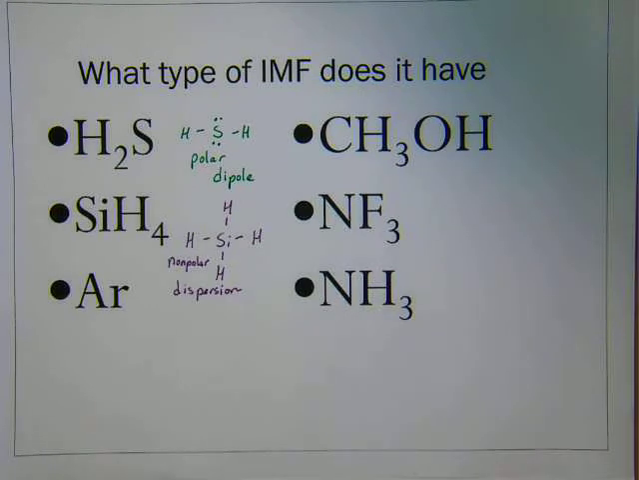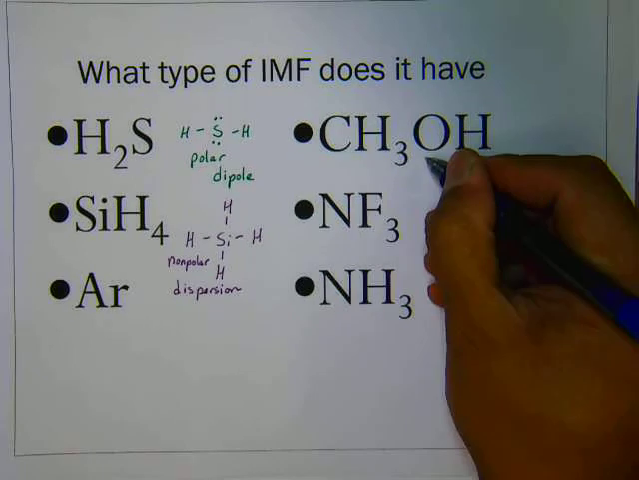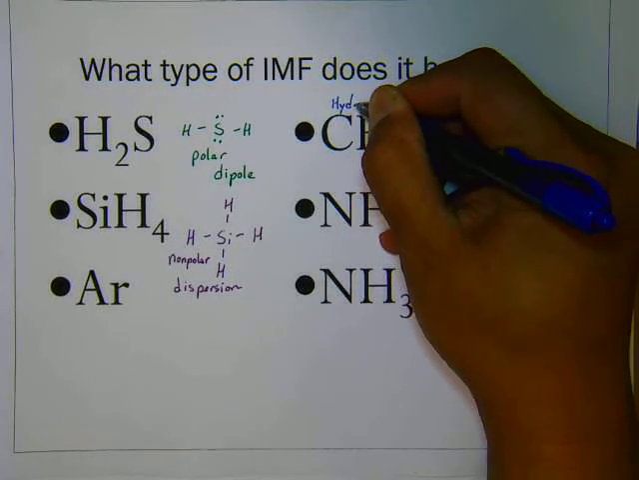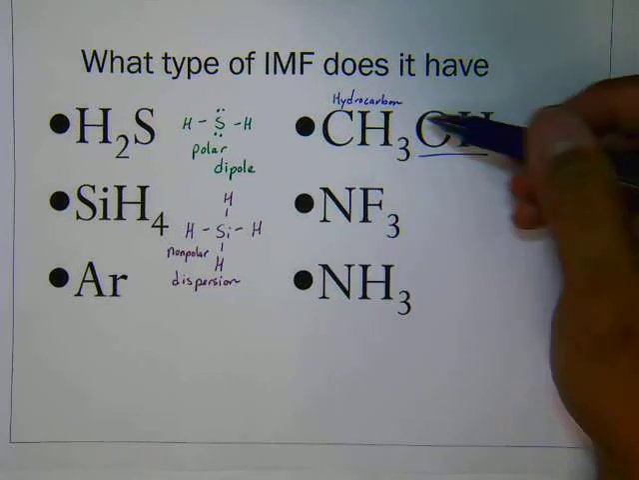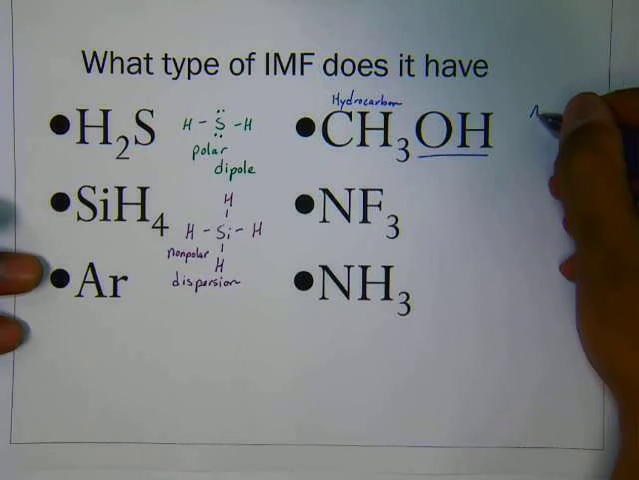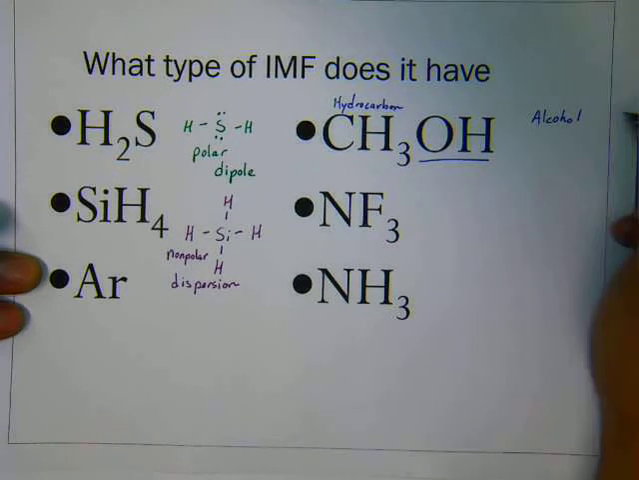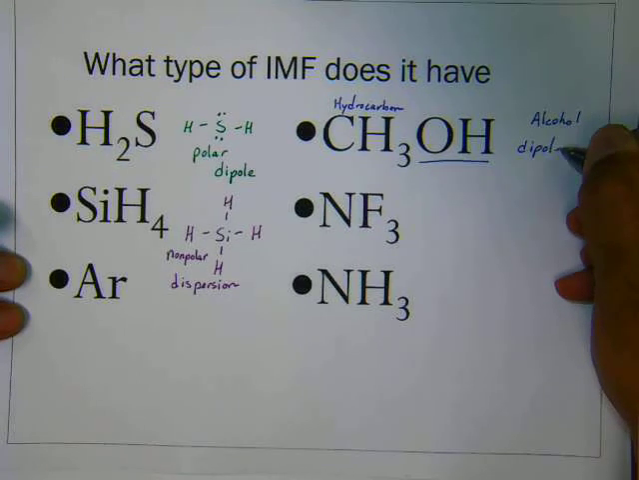CH3OH, notice that it has OH at the end, and this right here is a hydrocarbon. So a hydrocarbon with OH on the end, this is an alcohol. And according to your notes, you know that all alcohols have dipole forces.